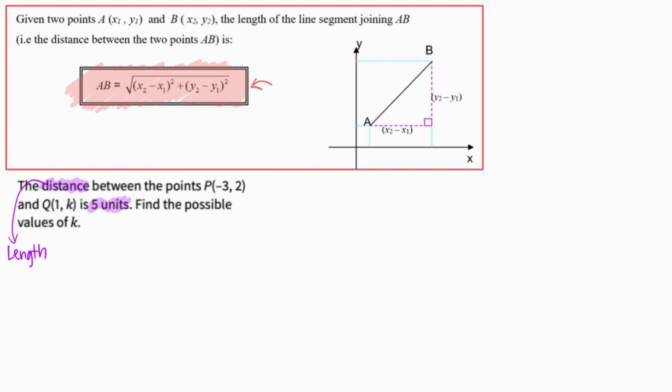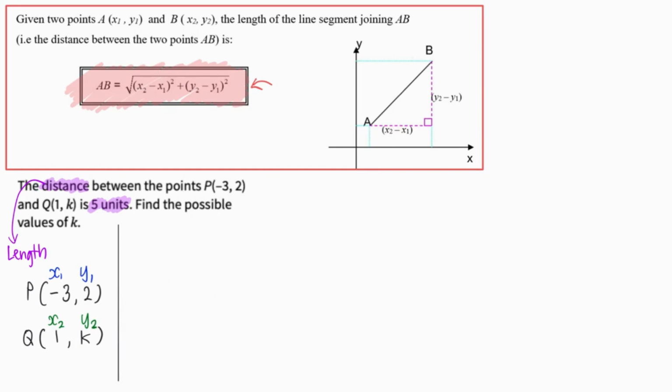So again, I'm going to write down the 2 points at the side. This will help us later to be really clear that I need to get point P to be x1, y1, and Q to be x2, y2. So when I apply the formula, I will be very clear. So PQ, given the length, I know PQ equals 5, right?